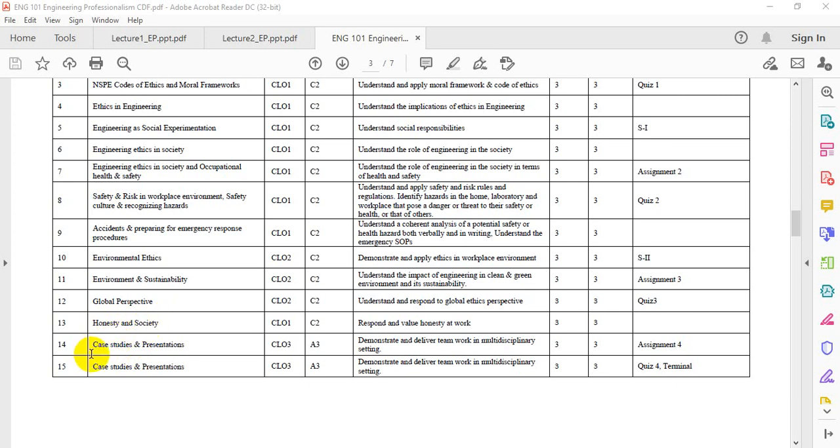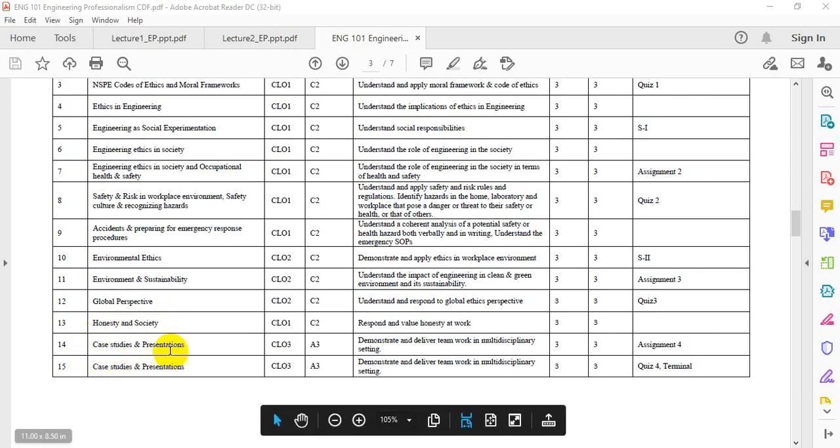So I will be discussing your role as a student. There are, I think, 10 points. What are the 10 things that you should consider to be honest? Then at the end we'll be doing case studies and presentations on the project. That's why it is A3.